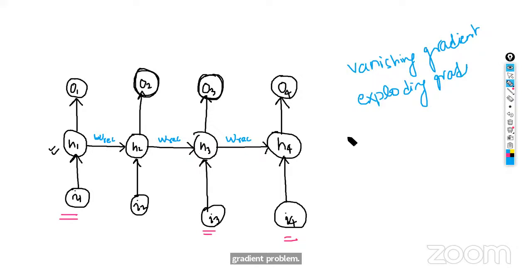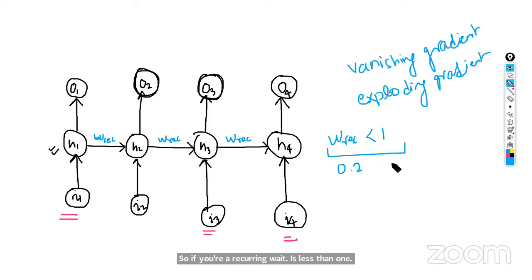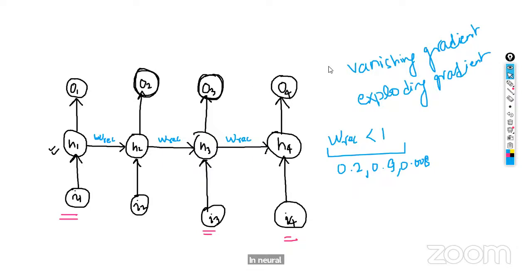So if your recurring weight is less than 1, let's say 0.2 or 0.9, or let's say 0.008, something like that. Once the weight is being updated, and guys, how is the weight being updated? What is the mechanism? In a neural network, the weight is being updated. What do we call that mechanism? Do you guys recall the name? Anyone? Yes, Himanshu, it's back propagation.